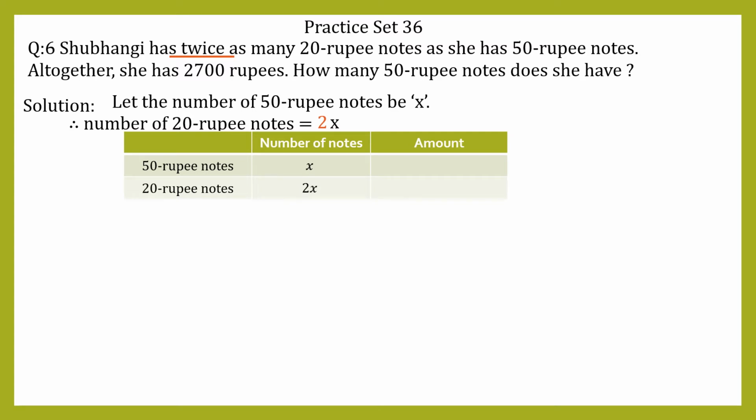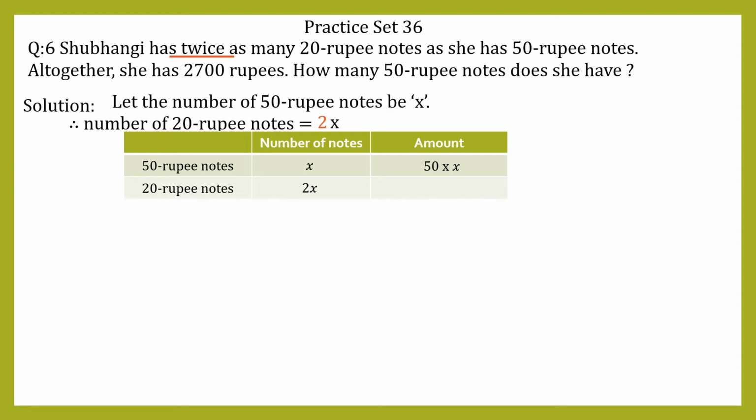Yes, we need to multiply 50 with x, that is 50x. Example, you have 10 50 rupee notes, so we will multiply 50 into 10, that is we will have an amount of 500. Similarly, here we don't know the number of notes, so we will multiply both of them, that is 50x is the amount.